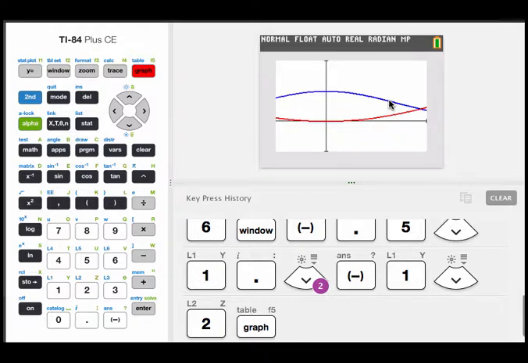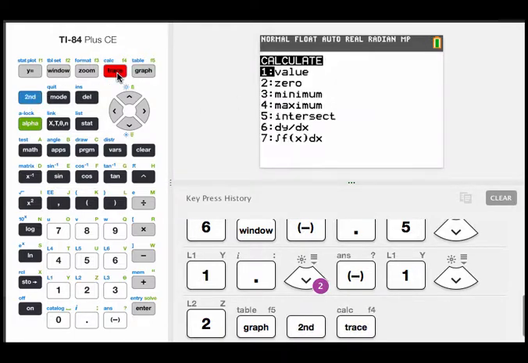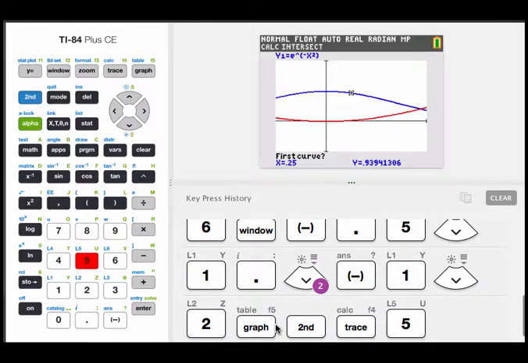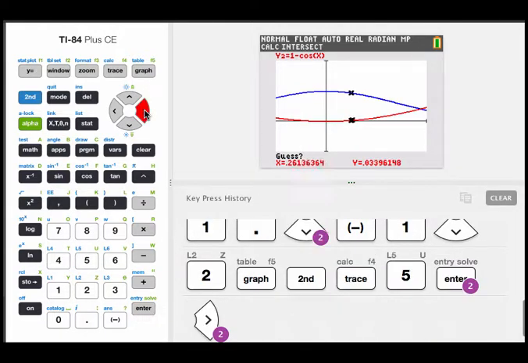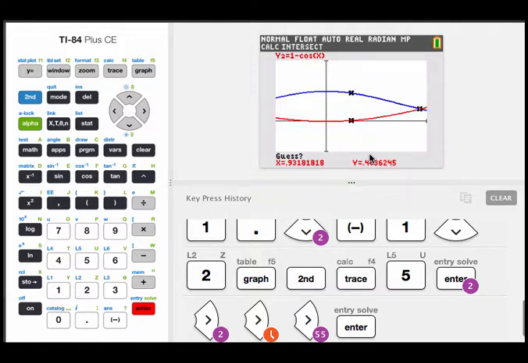Remember, of course, if you want to find the intersection point, we're going to use the calc menu. We'll do intersect. And then we guess. And here's our intersection, x equals 0.94194. So you can write that down.